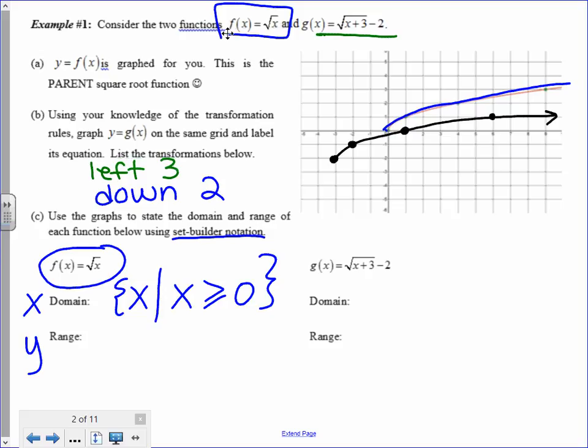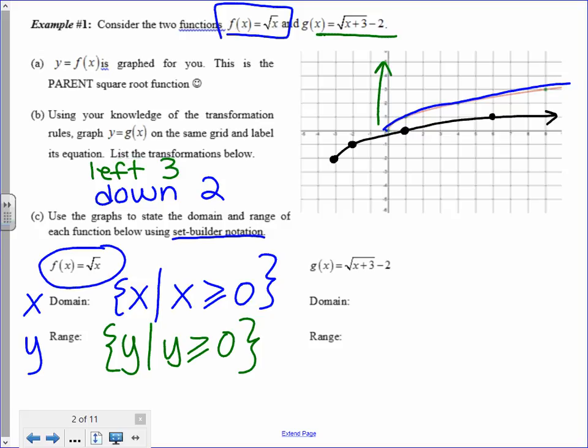So let's talk about the range here. What's the lowest y value for that original graph? 0. Where do the rest of the y values go? Up to infinity. So I'm going to write my range the same way. I'm going to start with a y and write that little fancy line. Now, what inequality would I write that says all the rest of the y's are bigger than 0? Y is greater than or equal to 0. Very good.